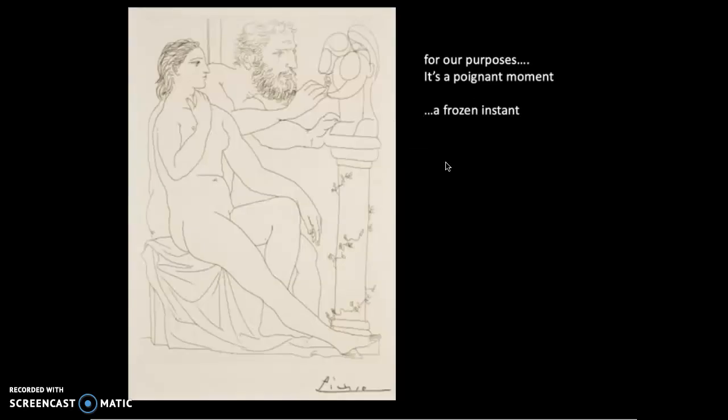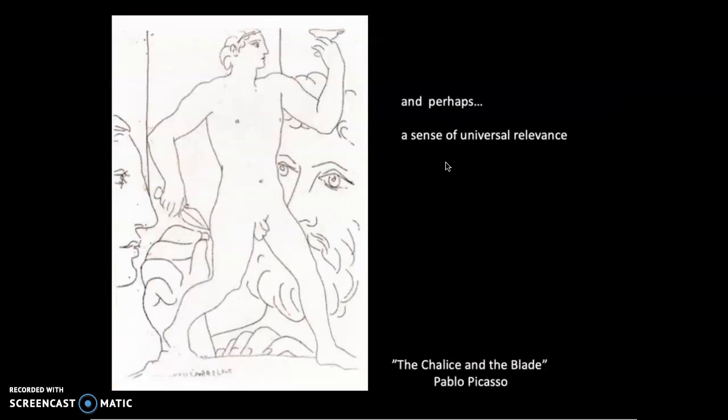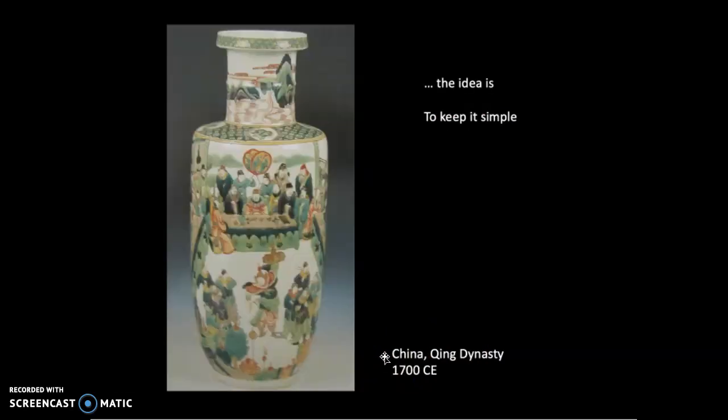That's the point here. We're riffing off the Greeks and off narratives from around the world, but we want to figure out for ourselves. Well, in general, a narrative is a poignant moment, which is kind of a frozen instant, implying a continuum of a sort of before and after, and perhaps a sense of universal relevance. Just as you can see, the title of this piece is also the title of Riane Eisler's book. Anyways, the idea here is to keep it simple.